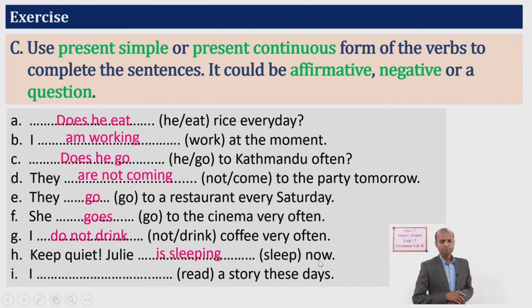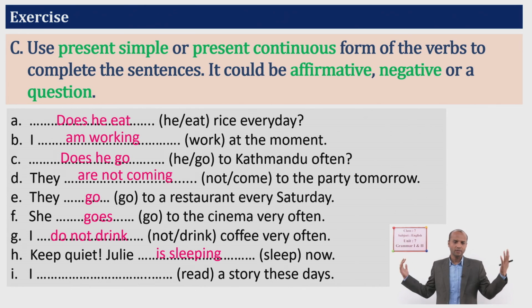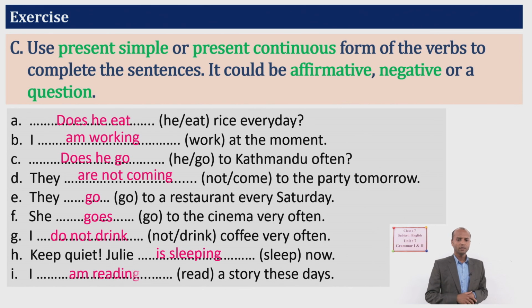Final number, I read a story these days. Look at here. It tells you that the action is going on continuously. That's why you use present continuous. Very good, you're brilliant. The answer should be I am reading a story these days.